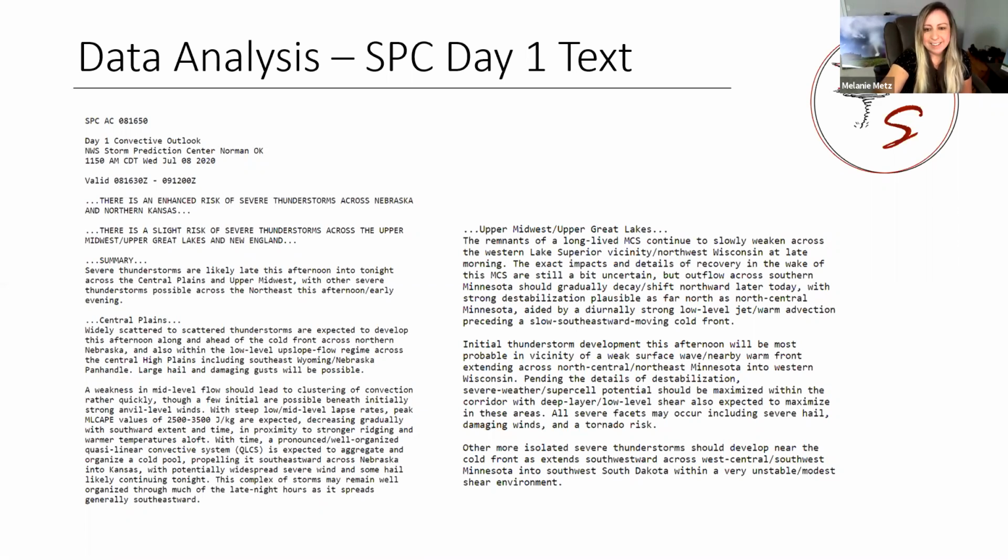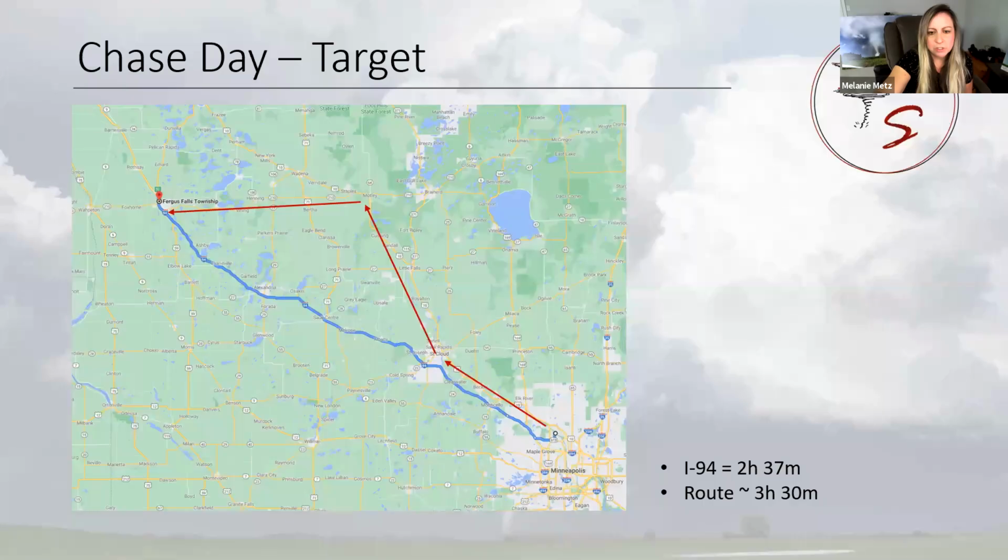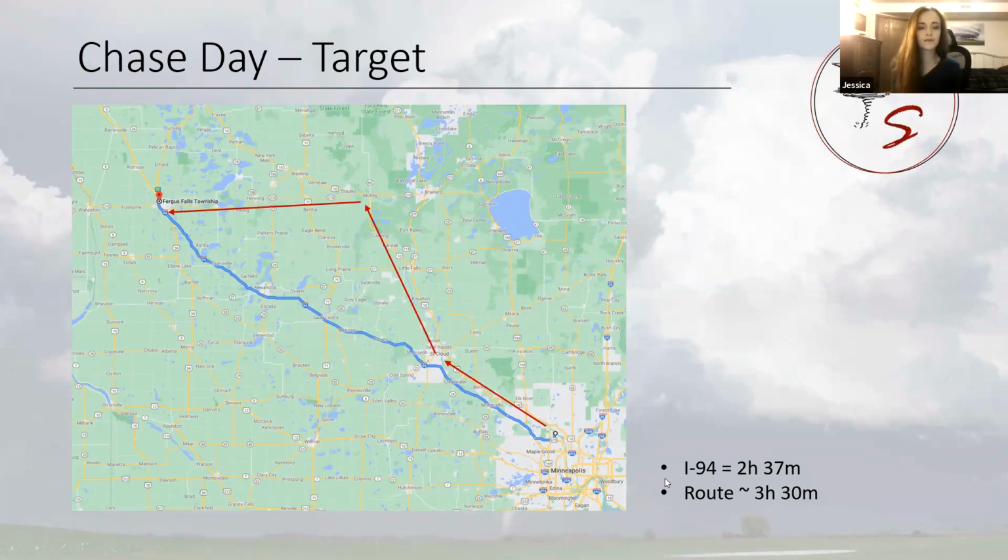All right, so in their text for their day one outlook, they were now actually talking about the possibility of tornadoes. There's enough low level shear and a lot of instability and moisture, but there was still a little uncertainty about what exactly would happen.